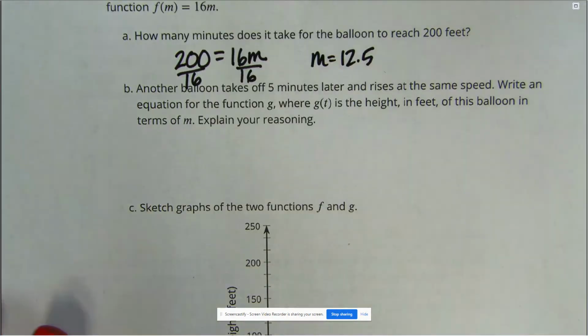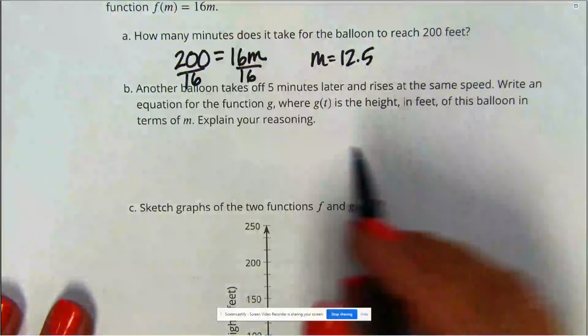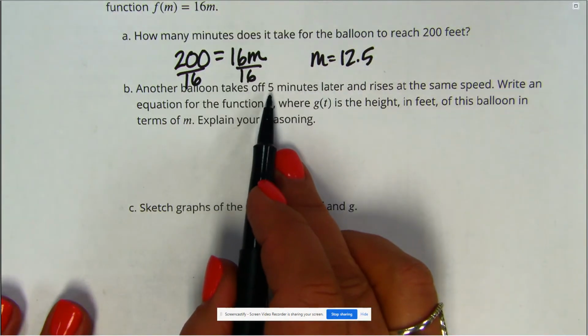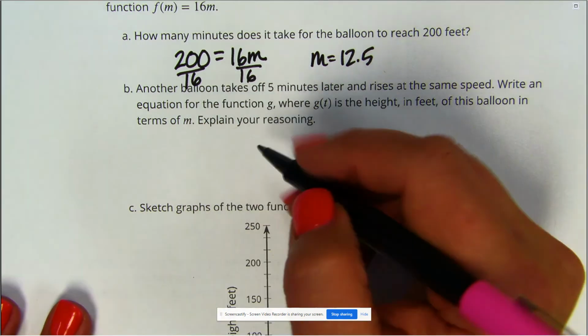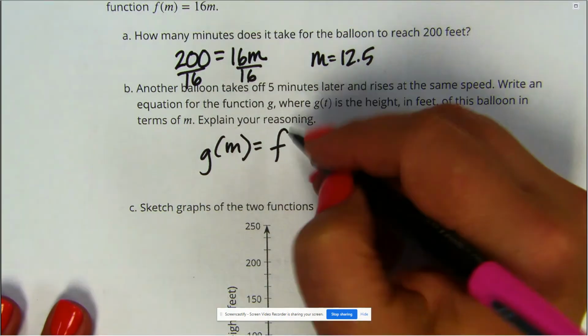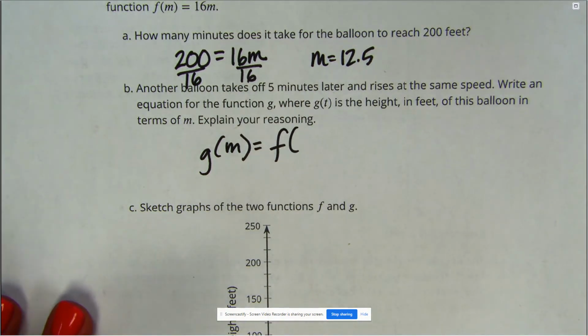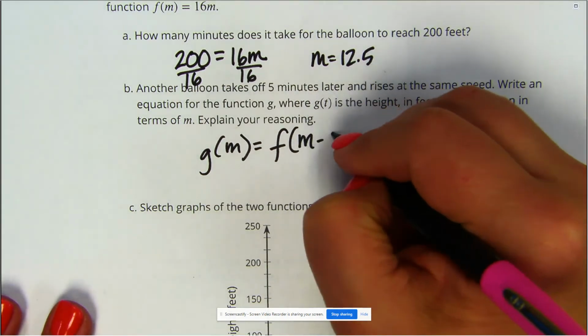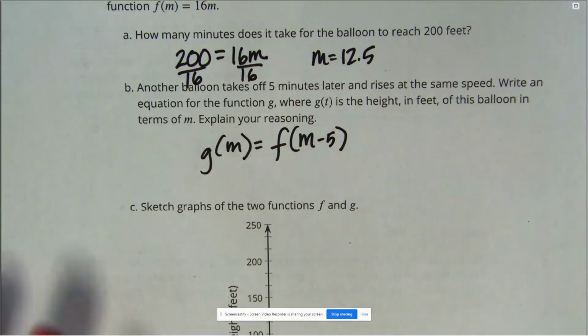Another balloon takes off 5 minutes later and rises at the same speed. Write an equation for g where g of t is the height in feet of this balloon in terms of m. Well, all that's happened is I want to change the input by 5 minutes. So g of m is f's function, but 5 minutes later. So I want to do a horizontal shift to the right. So m minus 5.